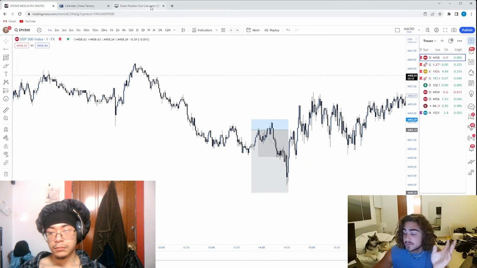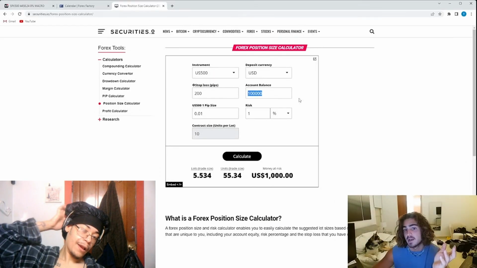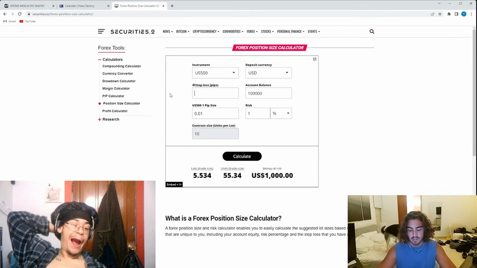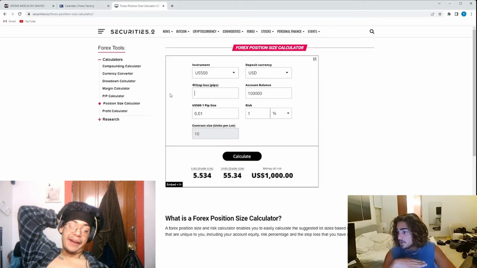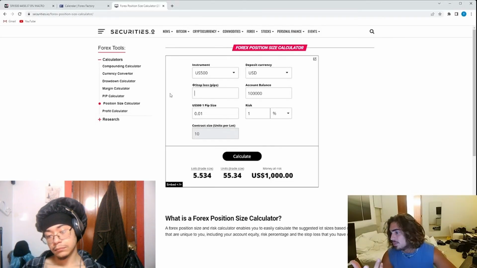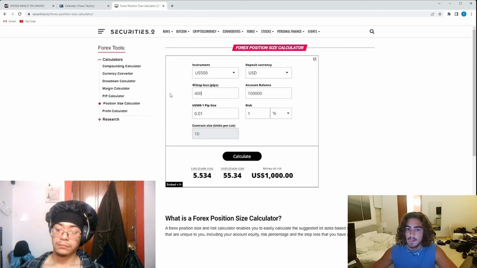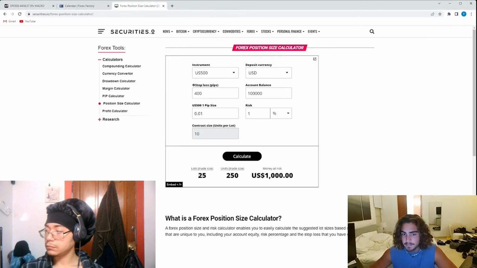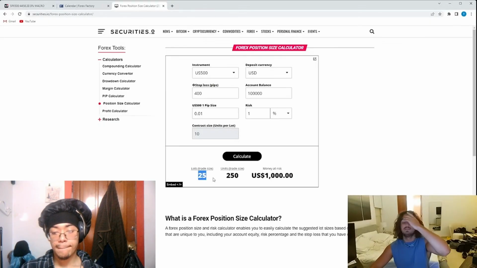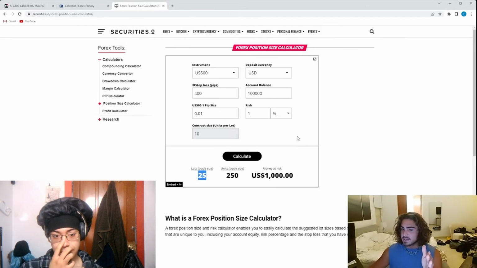Okay, so what do you do? You go in here, switch this to pips. Let's say our account balance is still $100,000. Stop loss in points. You're going to set your minimum, like what's usually the lowest your stop loss will be during a trade. For me, it's usually 400. We calculate that. Boom, 25 lots. Perfect. That is going to be our set lot size.